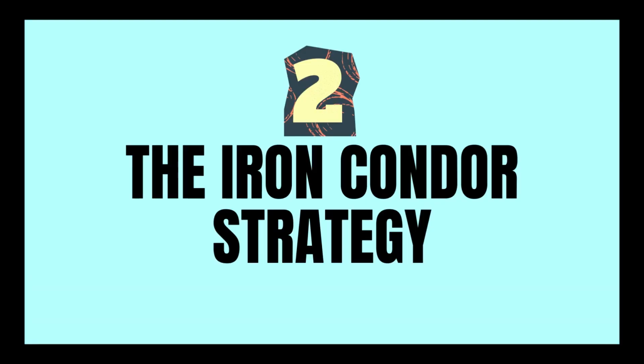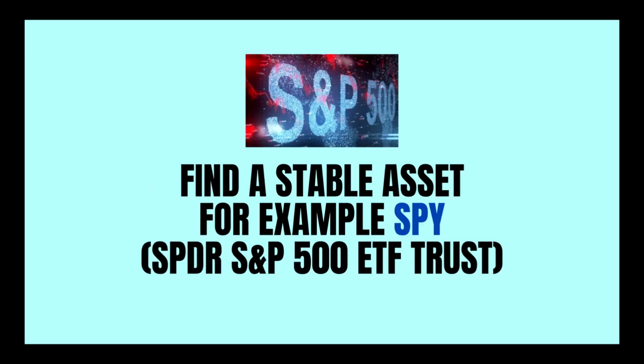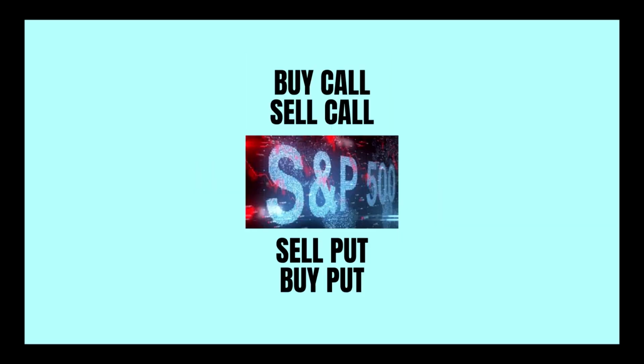Zero DTE options trading. Strategy number 2, the Iron Condor strategy. For this strategy to work perfectly in your favor, you need to choose a stock that moves sideways. You first find the range of the stock and sell a call option above it and a put option below it. To limit your risk, you also buy a call option and a put option beyond the previous call and put.